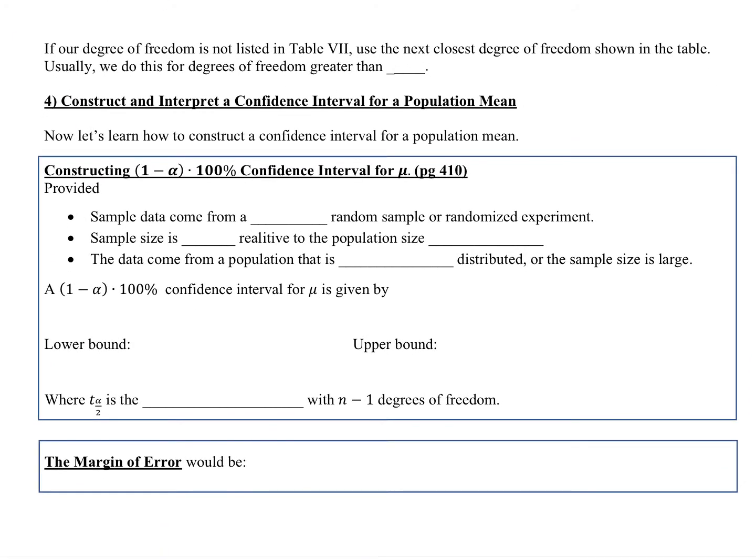All right, so here's a problem. If our degree of freedom is not listed in the table, sorry, that's table 7, use the next closest degree of freedom shown in the table. And usually we do this for degrees of freedom greater than 40. So you'll notice in your table 7 that you use all of the values up to 40, and after that it starts skipping values. So it goes from 40 to 60 and so on. So once you get there, anything higher than 40, just use the value closest to the degree of freedom that you are looking at.